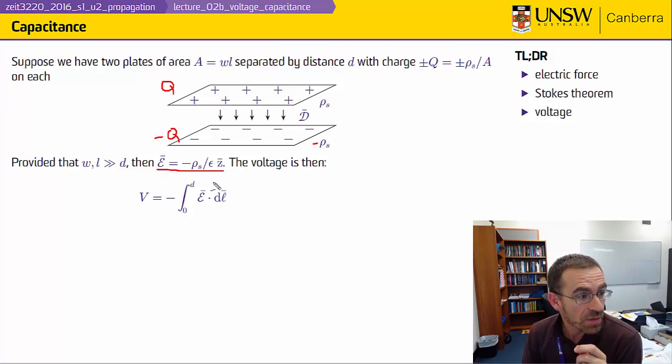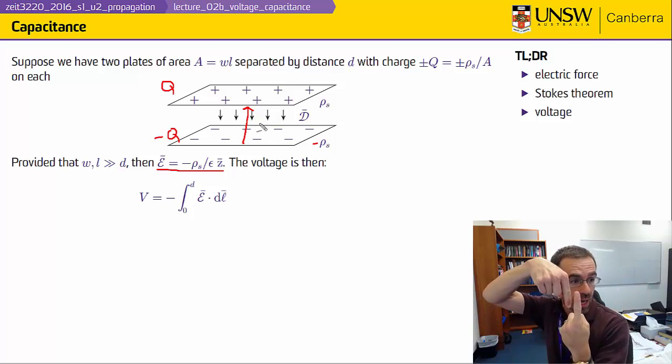We know then that we can define the potential difference between the top and the bottom plates in this way. So I'm going to integrate from 0 to d, and I'm going to take the dot product between my electric field, which is pointed down, and my dl, which is pointed up. So those two vectors are in opposite directions.